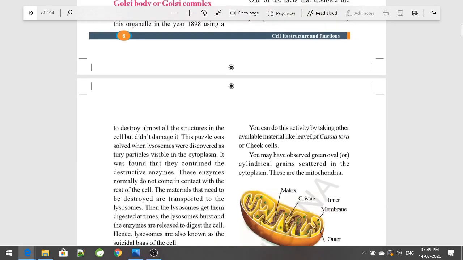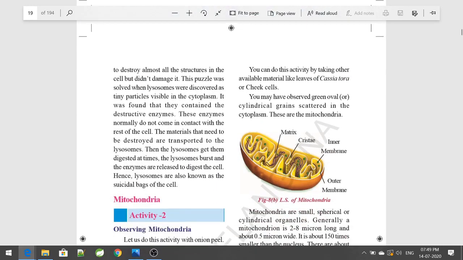Lysosomes. Lysosomes are also called the suicidal bags of the cell. They are the destructive part of the cell, or they produce hydrolytic enzymes which digest the things which are not needed, or which have to be cut into small pieces for the process called protein synthesis. Lysosomes destroy almost all the structures in the cell but do not damage it. So it will just destroy it but not damage it.